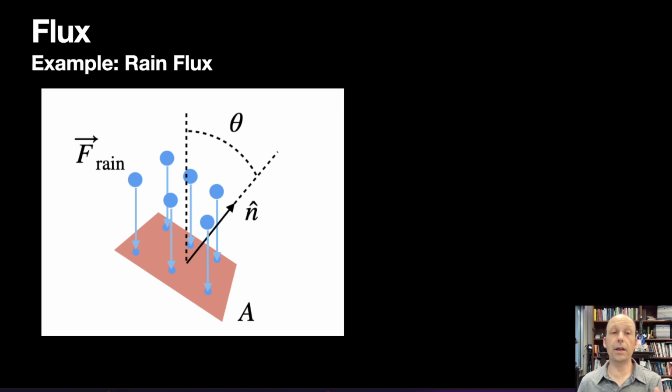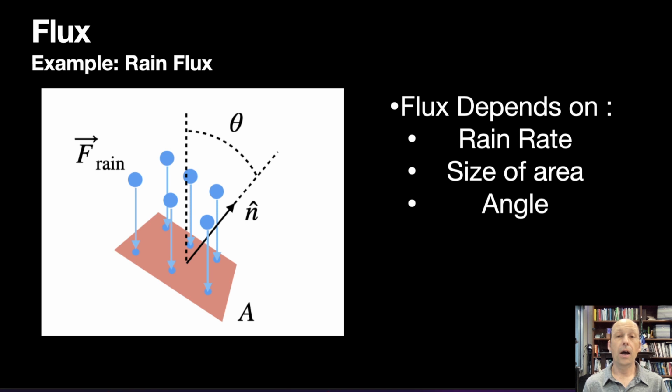Okay, the next important thing we need to look at is flux. I like the idea of rain flux. So imagine that I had some sheet of paper and it's raining, and I want to know how much rain hits that piece of paper. Well, this rain flux depends on how fast it's raining. It depends on how big the area is, and also depends on the angle between the normal vector to that area and the direction of the rain. So if you change any of those things, you would change the rain flux.